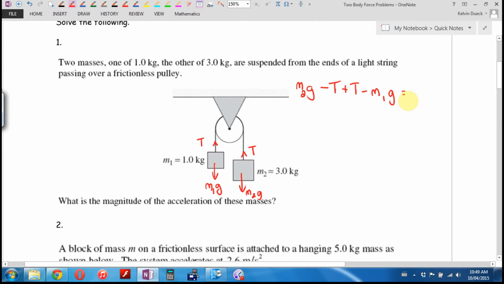Do I have more than one mass on the left side of this equation? Is there an M2 that I wrote? Is there an M1 that I wrote? Do I have more than one mass on the left side of the equation? Then I better have more than one mass on the right side of the equation.